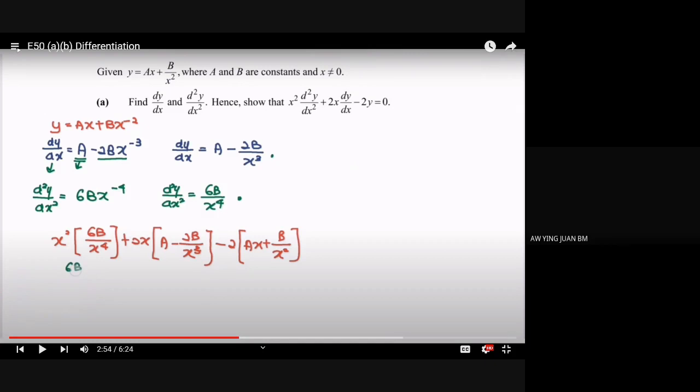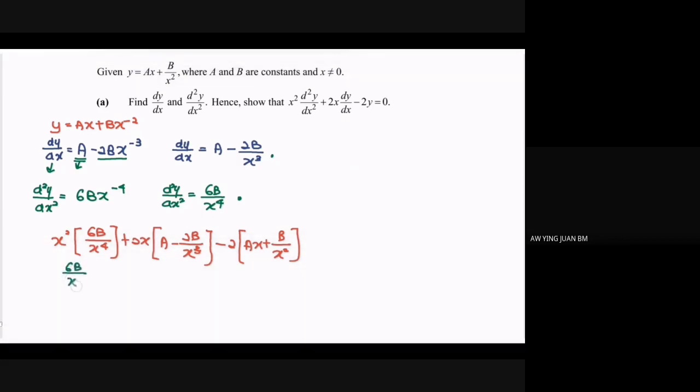So beri perhatian ya, soalan minta saya show. So apa yang saya buat adalah saya ambil dy dx dengan kita punya second derivative dan saya substitute. Okay, so di sini beri perhatian ya, saya tak tulis equals to 0 terus. Okay, sebab saya belum lagi show situasi itu. So apa yang saya perlu buat sekarang adalah saya expand dan saya tengok keadaan.